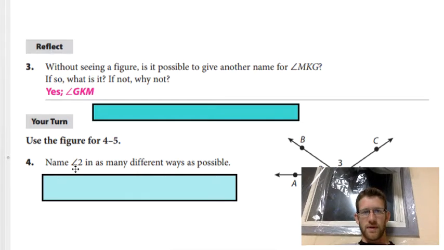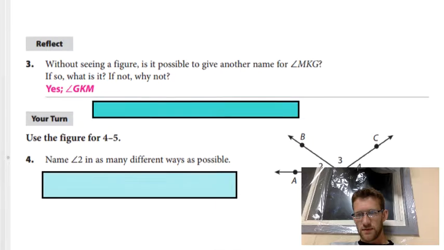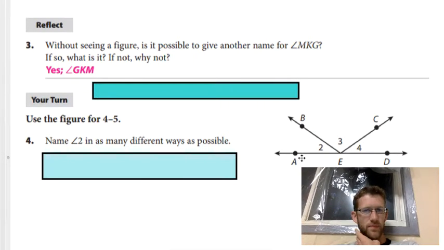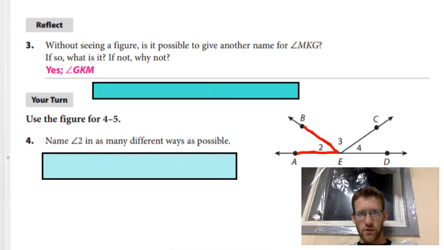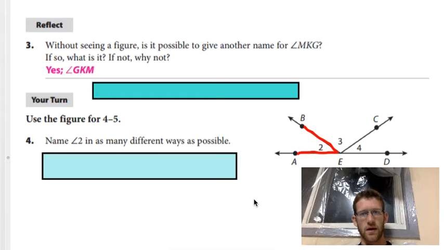Number 4, name angle 2 in as many different ways as possible. You should be able to see that one in your book. But angle 2 is this one. So we know the first name, that's angle 2. We can also give it the three-letter definition. We can go AEB or BEA.